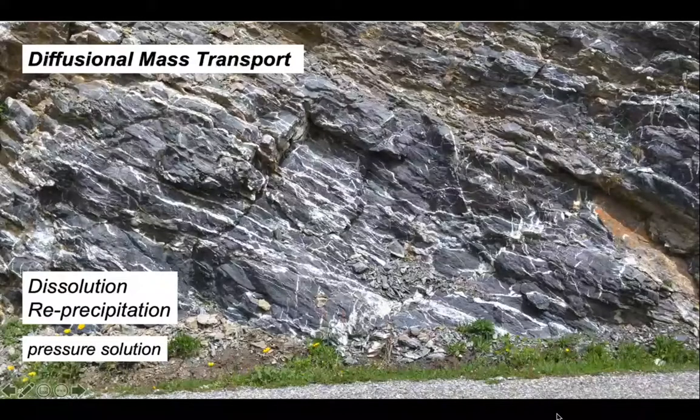So that's a quick tour through the diffusional mass transport deformation mechanism involving the dissolution of material and its reprecipitation either on local grain boundaries or in veins. Collectively, these processes can sometimes be termed pressure solution, although strictly that's only referring to half of this process pair. Diffusional mass transfer, DMT, is an important player in the deformation of rocks, especially in the upper crust.